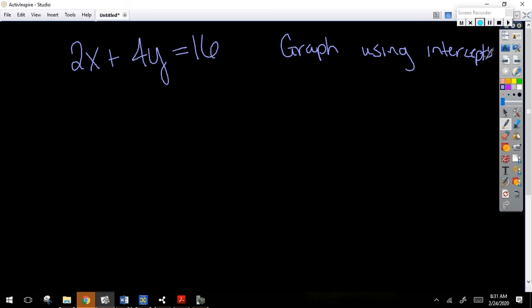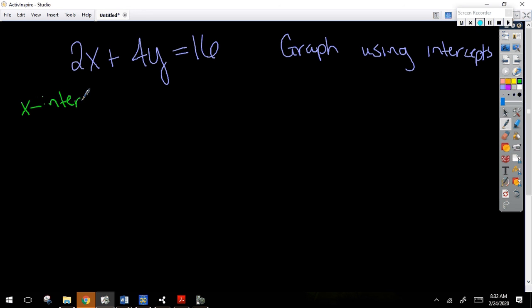Remember what we know about intercepts and what we know about lines. Every line is going to have an x-intercept and a y-intercept, right? How many points do I need to graph a line? 2. So if I can find those 2 intercepts, I can just connect them and be done, right? So tell me again what you know about intercepts.